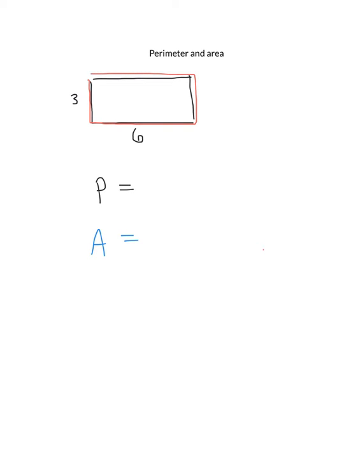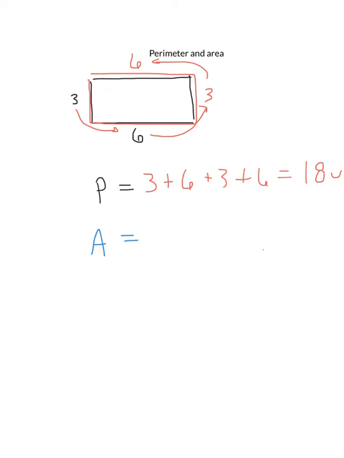So if this side is 3, this side must be 3. This side is 6, this side must be 6. So aren't we adding 3 plus 6 plus 3 plus 6? And we add that all up. So we know the perimeter of this object is 18 units.